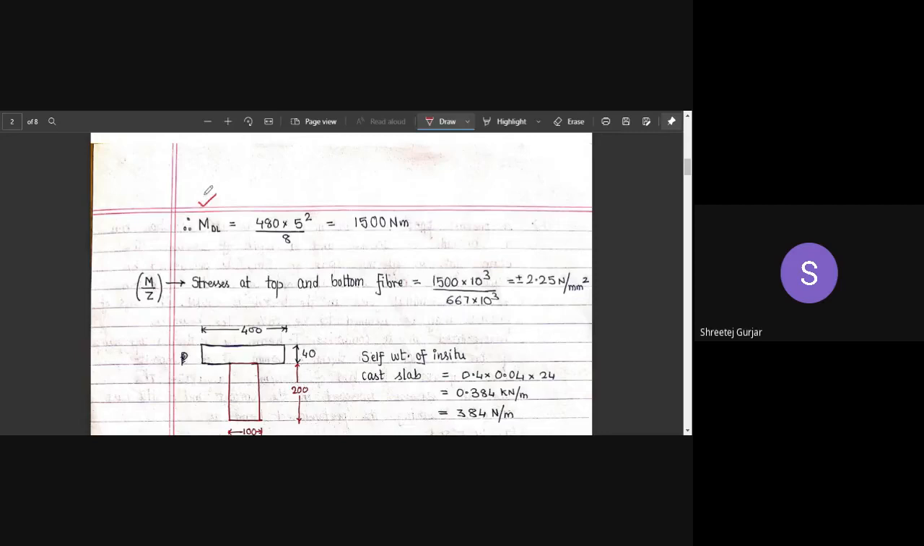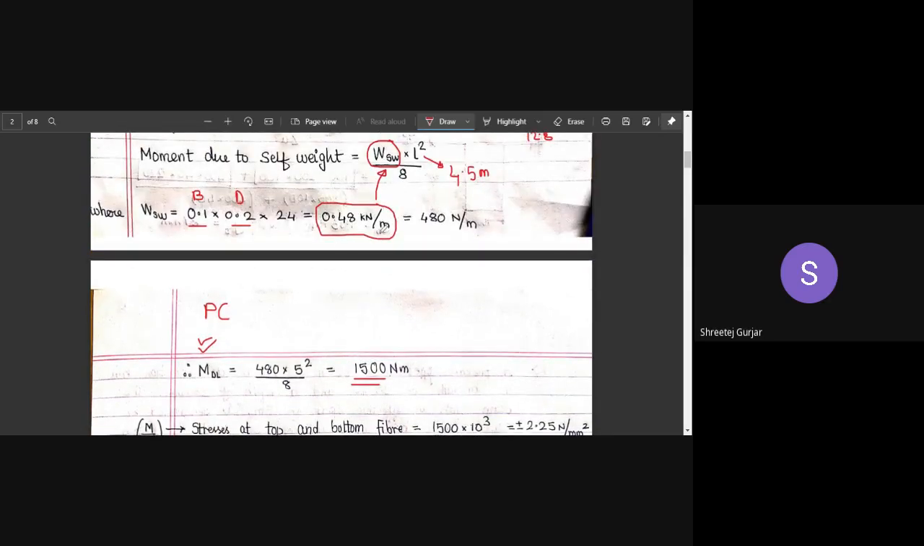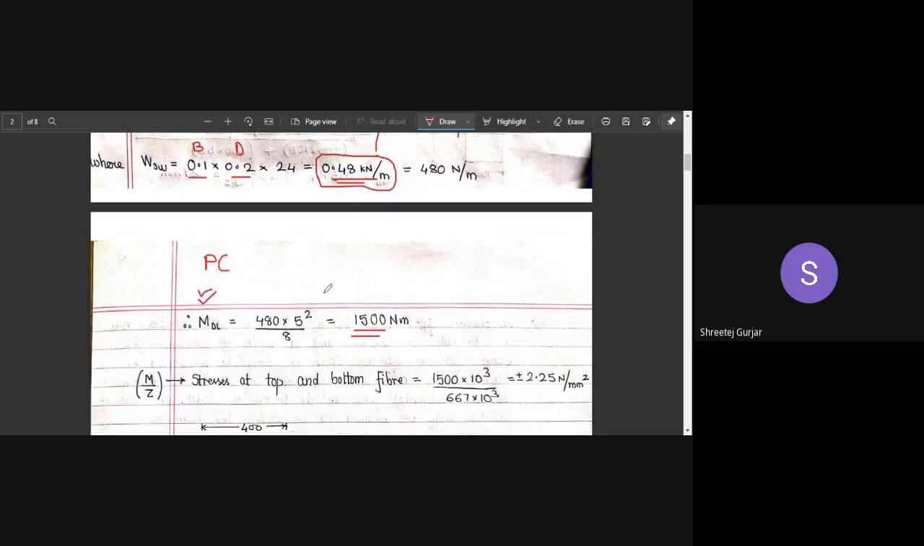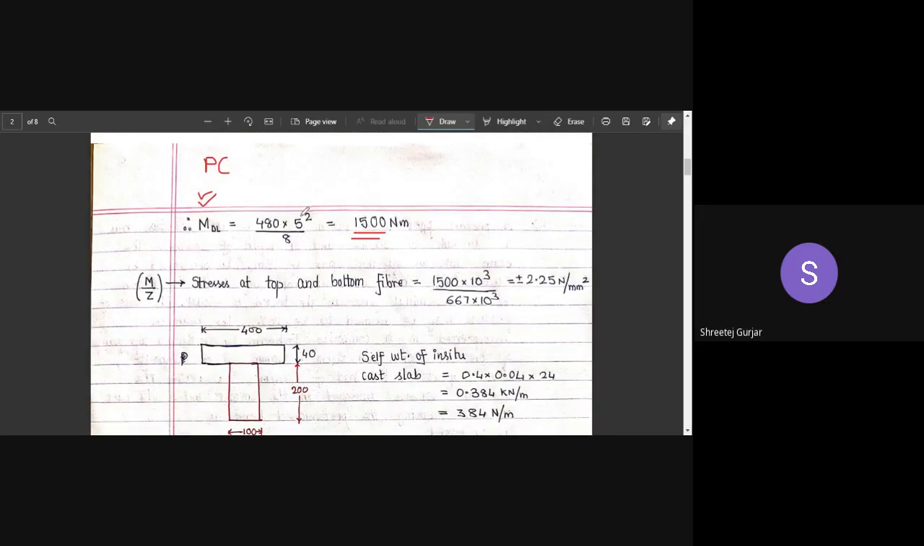So once you calculate the moment due to dead load, that is the self weight of the precast beam, that is this particular thing: WL squared by 8. W we have calculated, substituting this particular W into L squared by 8. Okay, so L is 5 meters, it is not 4.5, it is 5 meters.